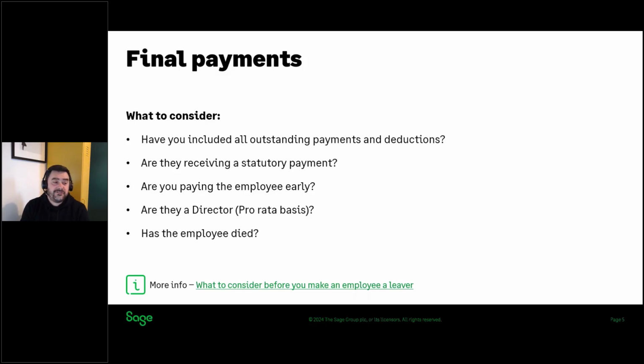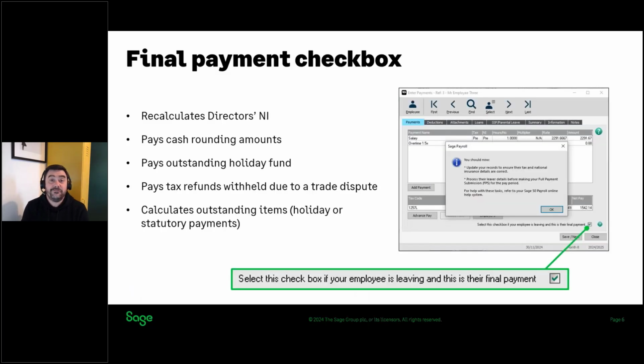Now, there is a tool in Sage 50 Payroll that will help remind you about certain final items, and that is the final payment checkbox, which is found towards the bottom of the Enter Payment screen. So I just want to explain what that does and what it doesn't do. As you can see from the slide, by selecting that box, it will recalculate a director's national insurance if they are on the pro rata basis to ensure that it's been calculated on the annual basis, which is the requirement for directors. It would pay any cash rounding amounts if you have a cash payment method and you usually round the amount of net pay.